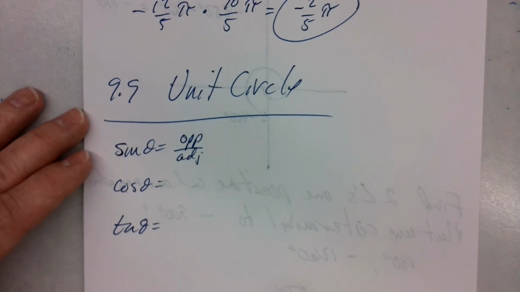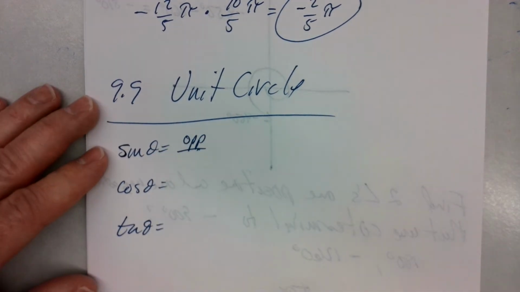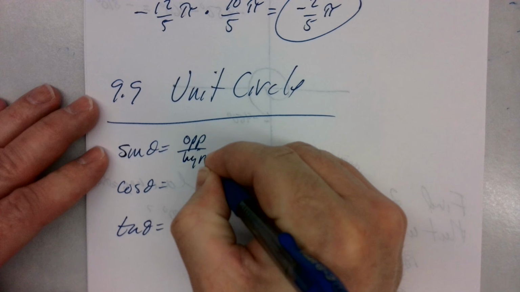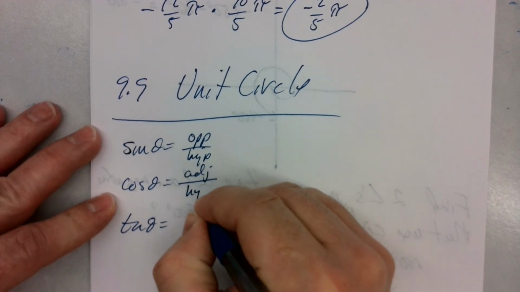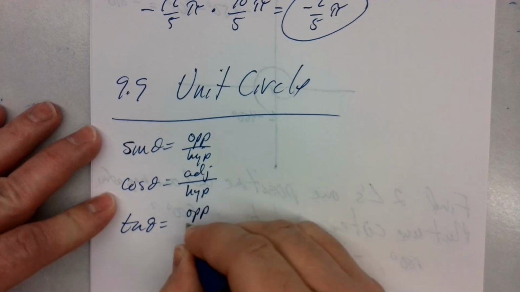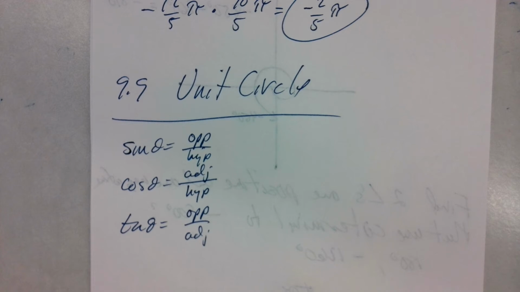Opposite over... Whoa, sine's not opposite over adjacent. Sine's opposite over hypotenuse. What's cosine? Adjacent over hypotenuse. And tangent is opposite over adjacent. Now, each one of these has an inverse function.